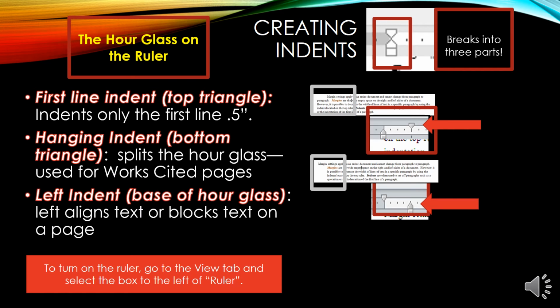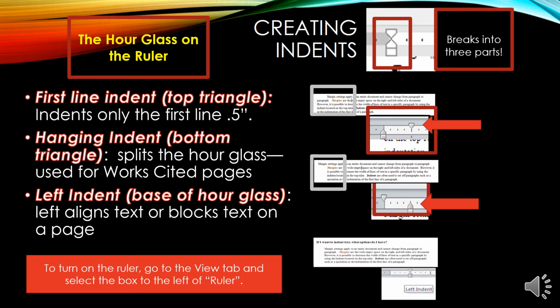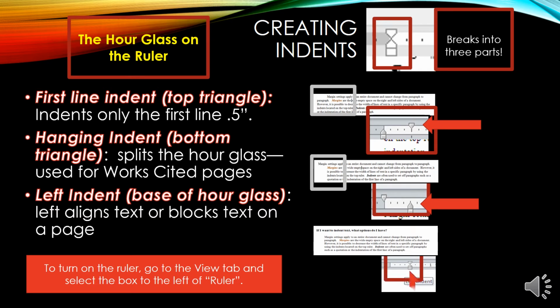The last part of the hourglass is the left indent, which is the base of the hourglass or the square. This will left align text on the margin or what we call blocking the text. If you look at the example, you're going to see that I moved the left indent to 0.5. Notice the whole entire indent or hourglass moves to 0.5. If you look at the paragraph example above, you're going to see that all of the lines in that paragraph are blocked or set at 0.5.